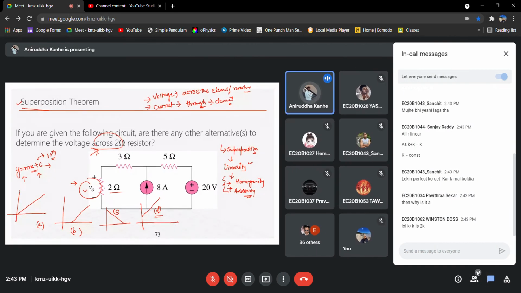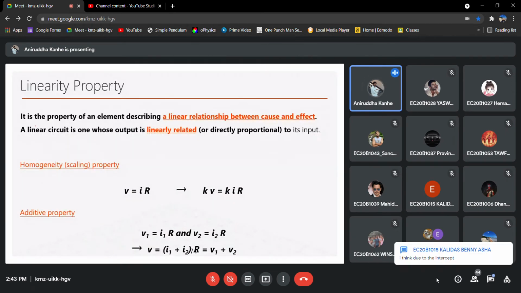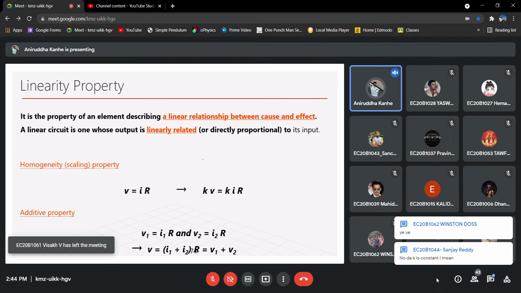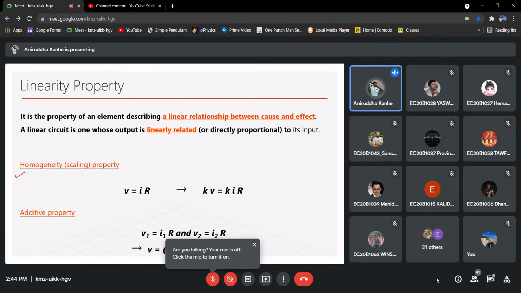Okay, let's go to that property first. Why this additivity and homogeneity? It is a property of an element describing the linear relationship between the cause and effect. That's what the definition says. A linear circuit is one whose output is linearly related or directly proportional to its input, but it must satisfy the homogeneity, that is a scaling property, and additivity.